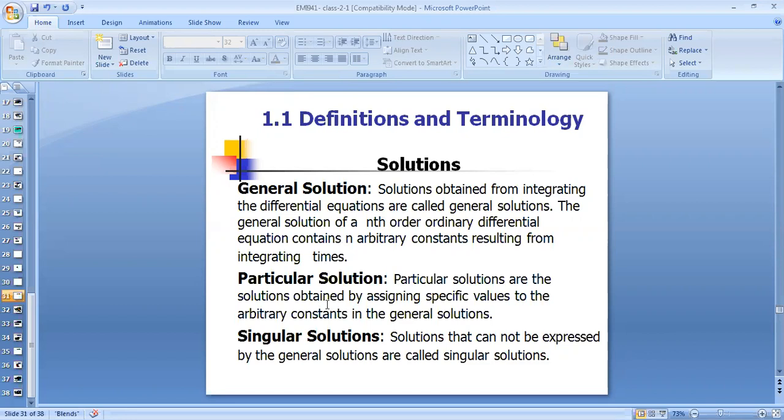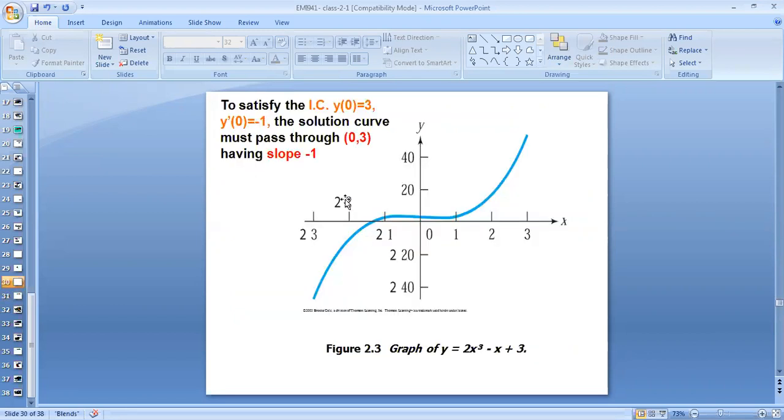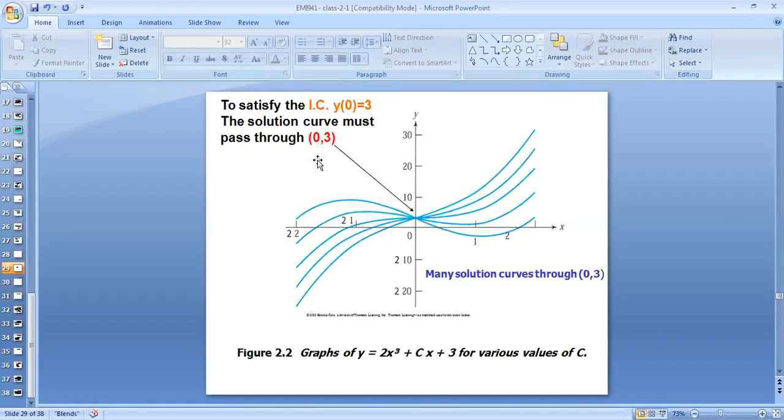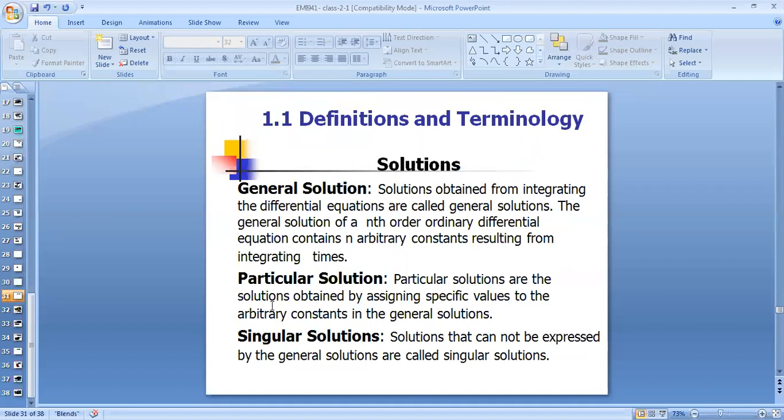N number of constants. Now, what will the particular solution be? Particular solutions are the solutions obtained by assigning specific values to the arbitrary constants in the general solution. If you specify some initial conditions, assigning specific values, in the previous example we assigned x equals 0, then we get a solution. In the previous initial conditions, we put x equals 0 and y equals what? We got 3. Then all these curves pass through that point for this solution curve. So this is the particular solution.